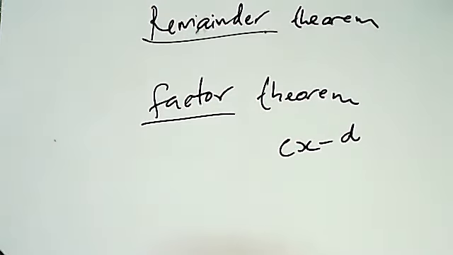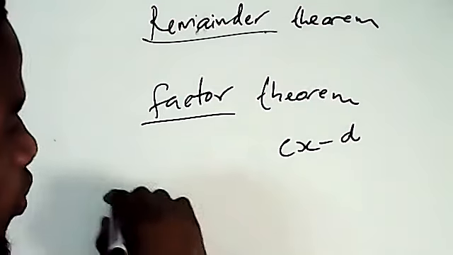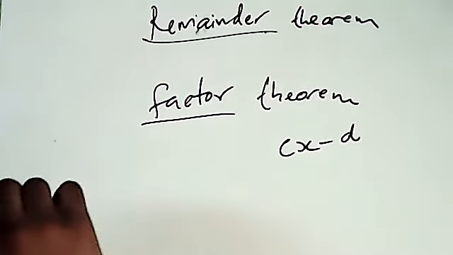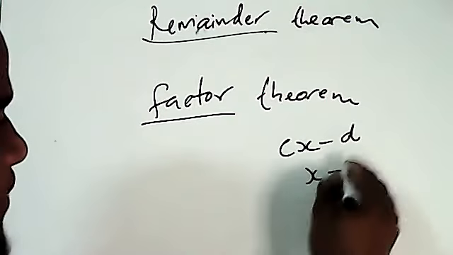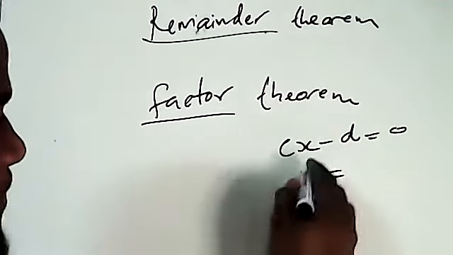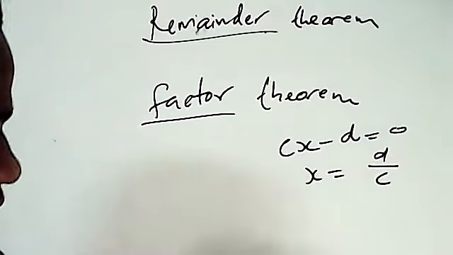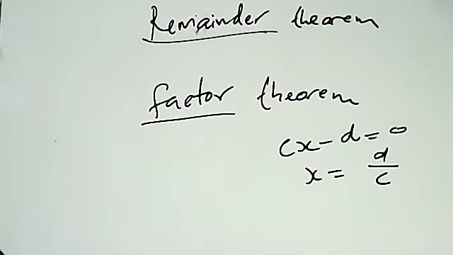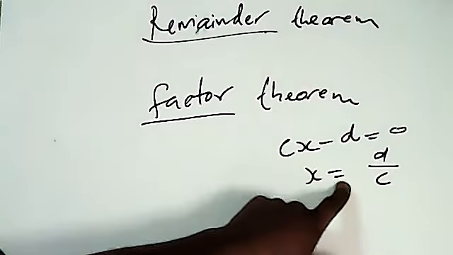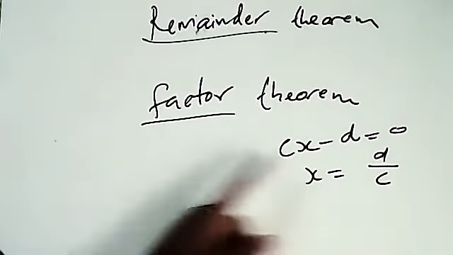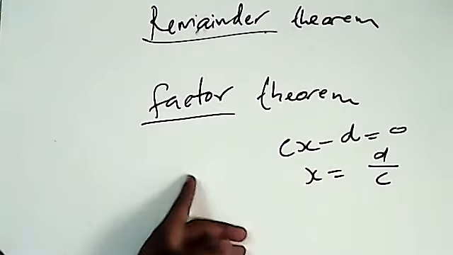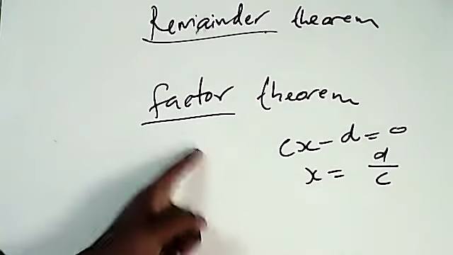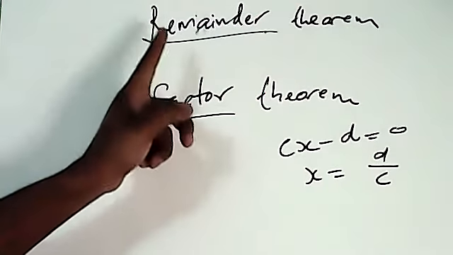I don't want to confuse people. So always we want to find the x value. If they said solve for x here, obviously, if this was equal to 0, x would be d over c. So when we want the remainder, we are simply substituting x equal to d over c into the cubic function. When we substitute d over c into the cubic function, the answer we find is what we call the remainder. So that's the remainder theorem.